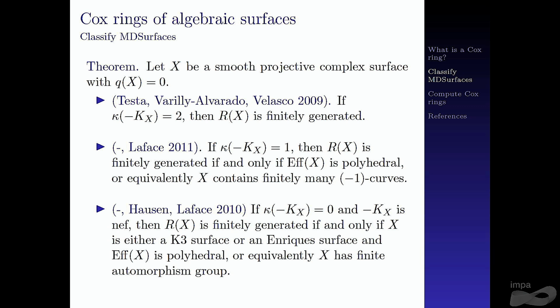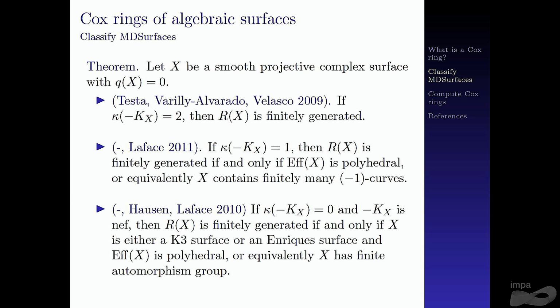So let me see how. Is there any question? Why do you assume Q is equal to 0? Because I want the divisor class group to be finitely generated, yeah.